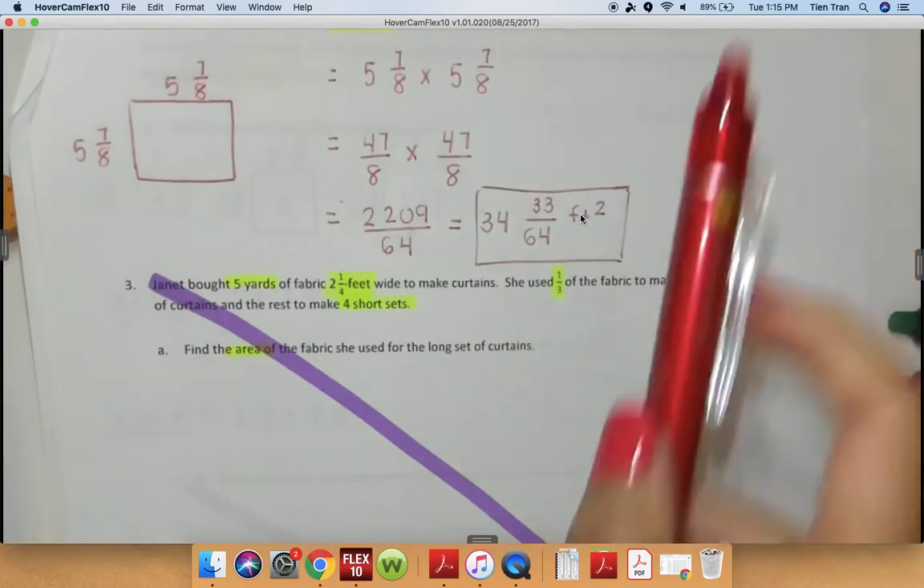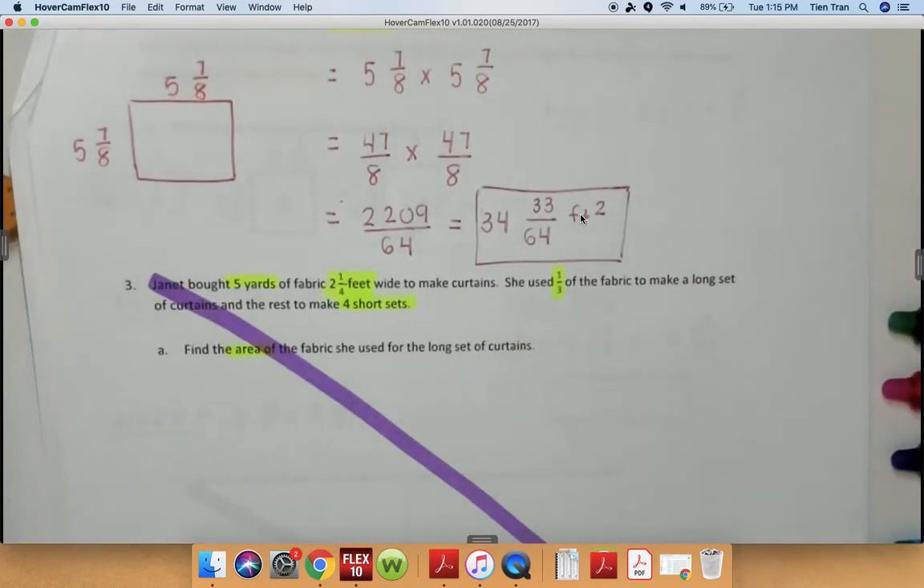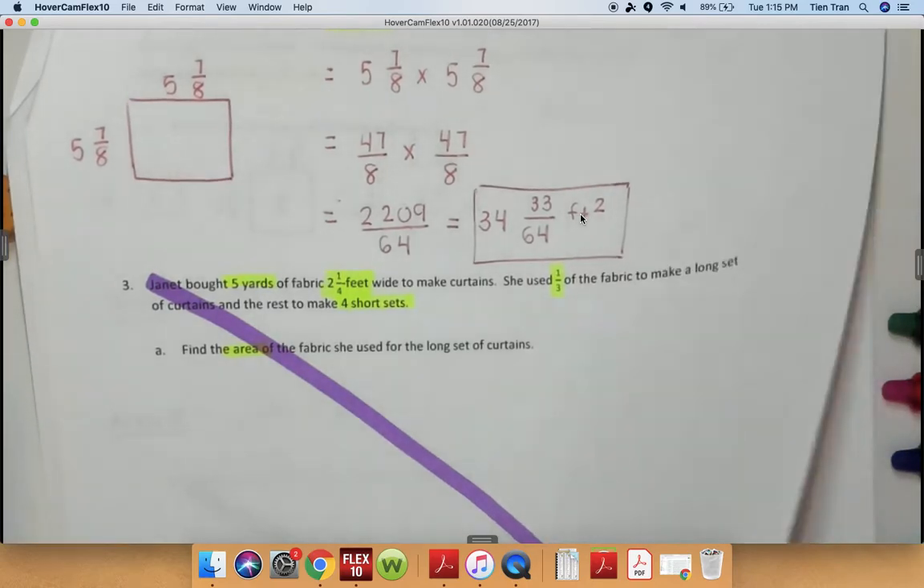Okay, we're going to skip over problem number 3 because I want to focus today more on the homework, which has multi-steps, and I think a lot of you guys struggle more with the multi-step problems. So we're going to turn the page, and we're on page 87.